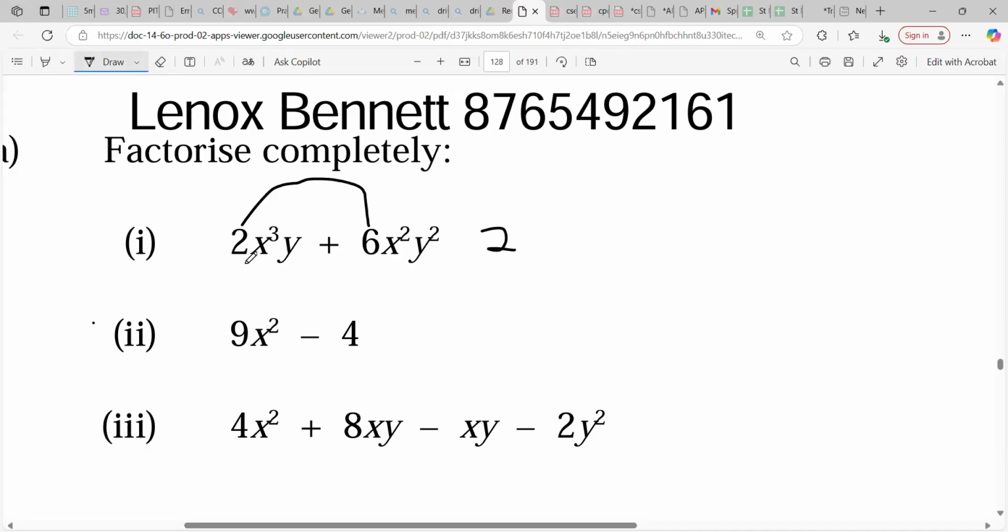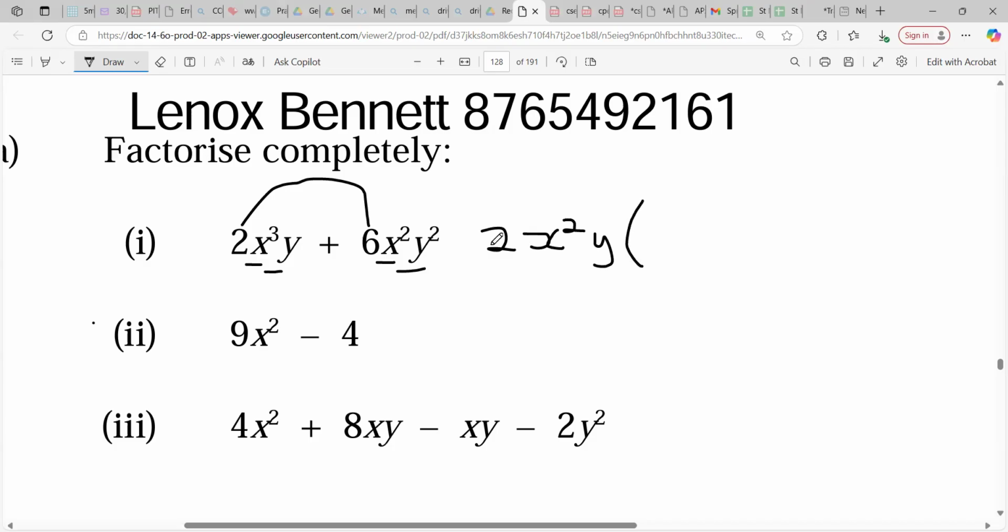But guess what? We check the x, we have x cubed and we have x squared. The highest common factor would be the x squared, because we couldn't take out the x cubed, right? Because this cannot go into this. All right, now we have y and we have y squared. Again, we just take out the y. All right, and then now we can divide.